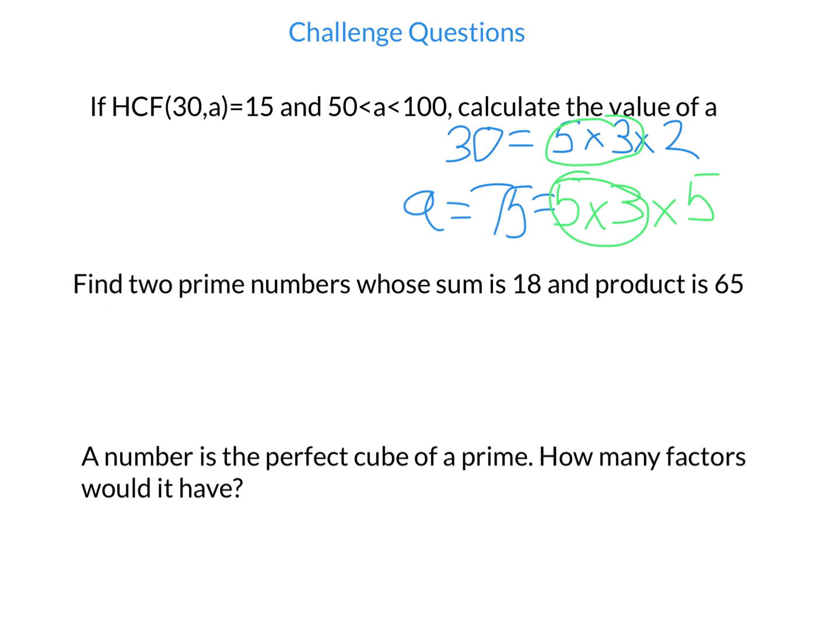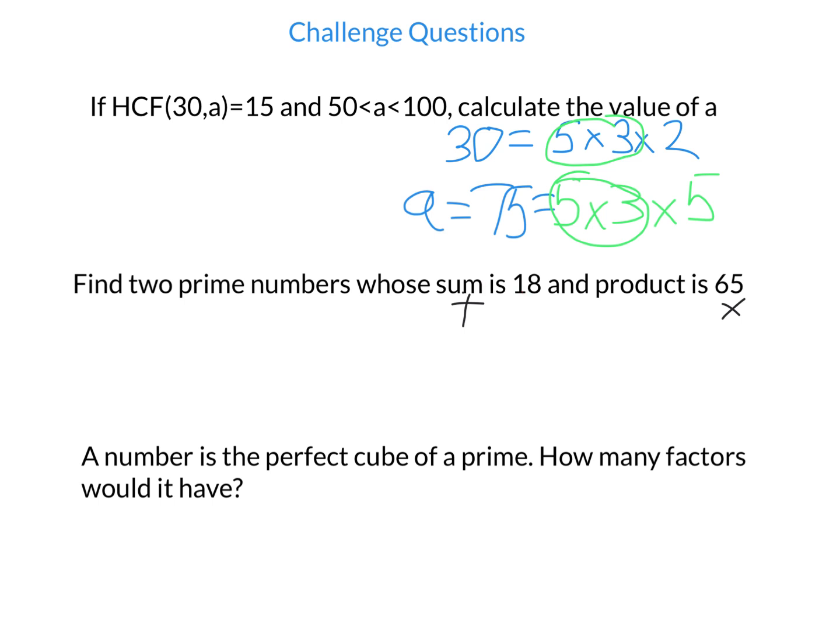All right, let's look at this question here. So we're being asked to find two prime numbers whose sum is 18 and product is 65. So sum means plus. We want to find two prime numbers that add to 18 and multiply to 65 because product means times. So let's go through and find pairs of prime numbers that add to 18.